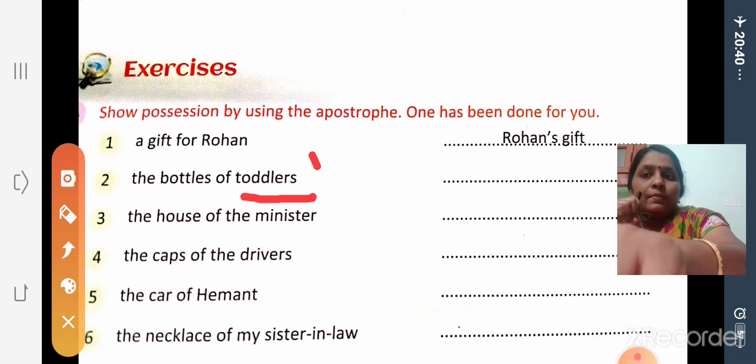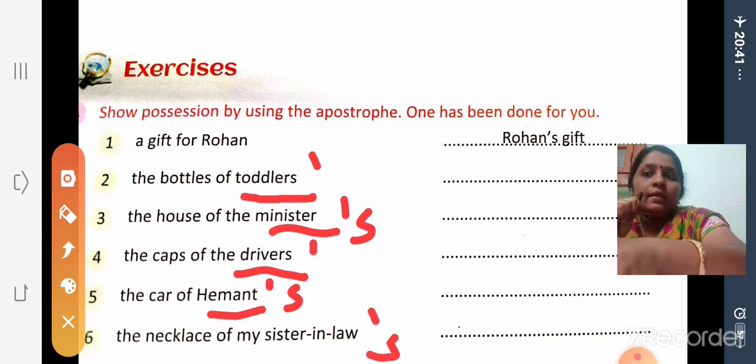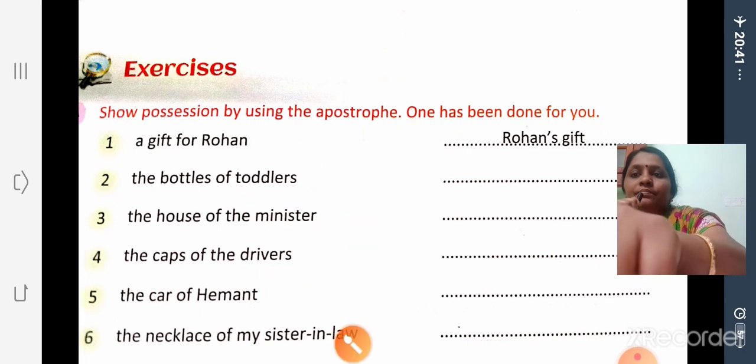The house of the minister, minister's house. The cap of the driver, driver's cap. Then the car of Hemant, Hemant's car. The necklace of my sister-in-law, sister-in-law's necklace. Okay, write all these answers here.